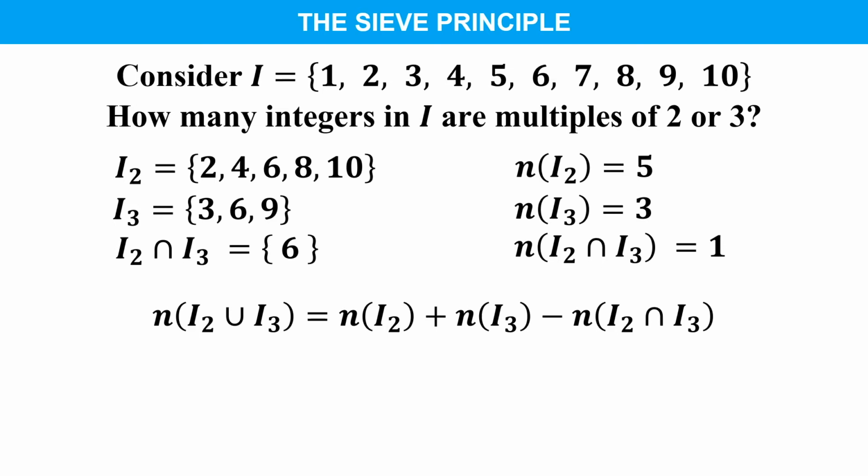Therefore, the number of integers that are multiples of 2 or 3 is equal to 5, the number of multiples of 2, plus 3, the number of multiples of 3, minus 1, the number of multiples of 2 that is also a multiple of 3. This gives us 7. And these 7 elements are 2, 3, 4, 6, 8, 9, and 10.